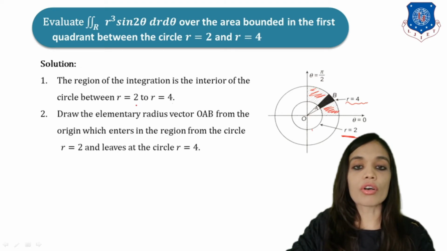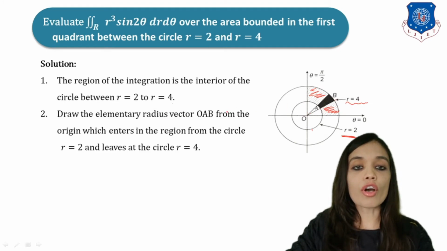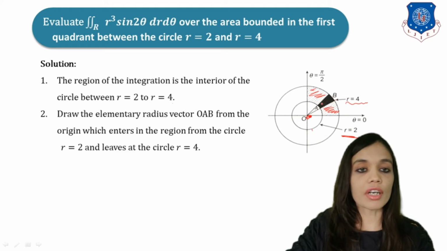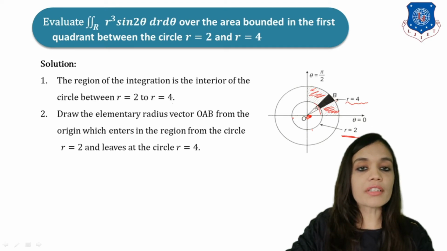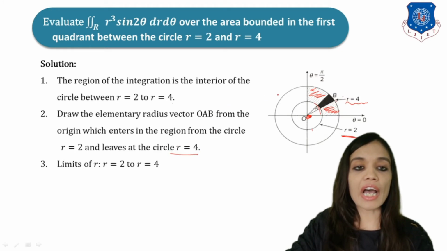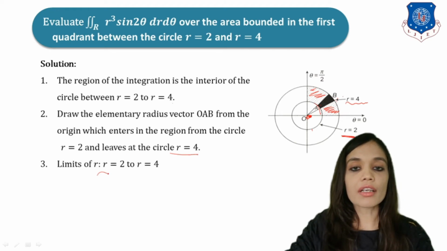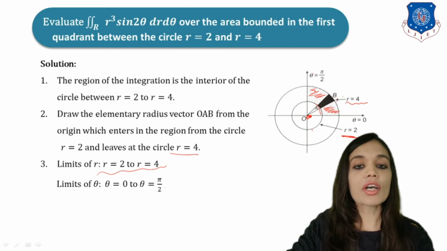So now let us draw the elementary radius vector OAB, that is this vector, from the origin which enters in the region from the circle r equals 2 to the circle r equals 4. Means these elementary radius vectors start from r equals 2 and leave at r equals 4, right? So our limits of r will be what? 2 to 4, right? And our limits of theta will be what? 0 to pi by 2. Why? Because our region is in the first quadrant only.